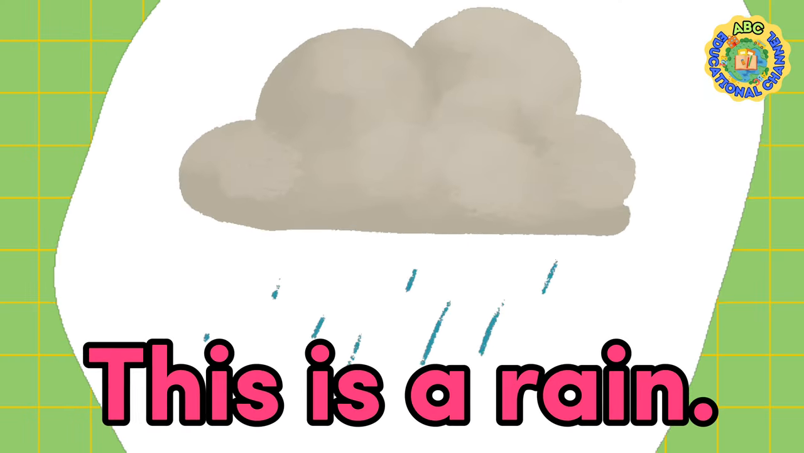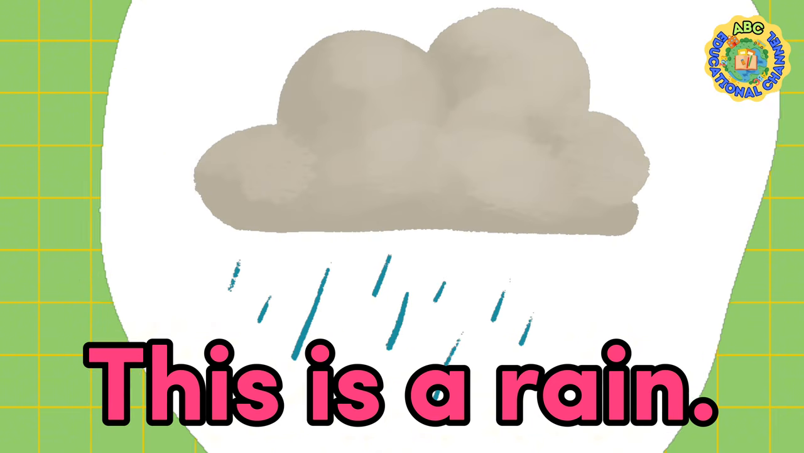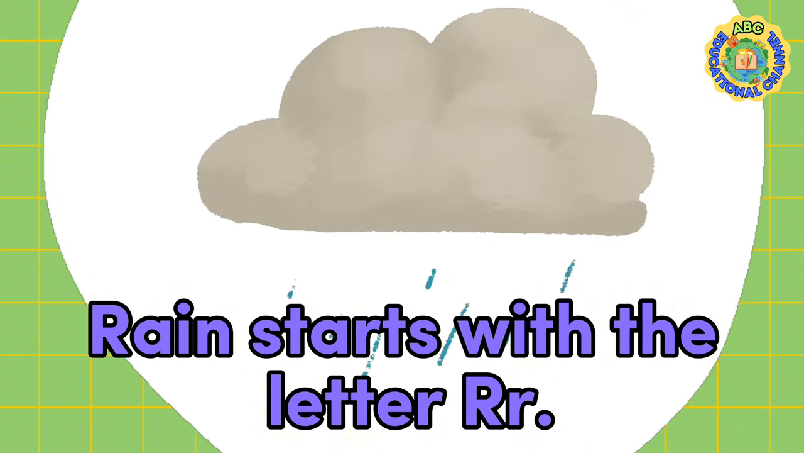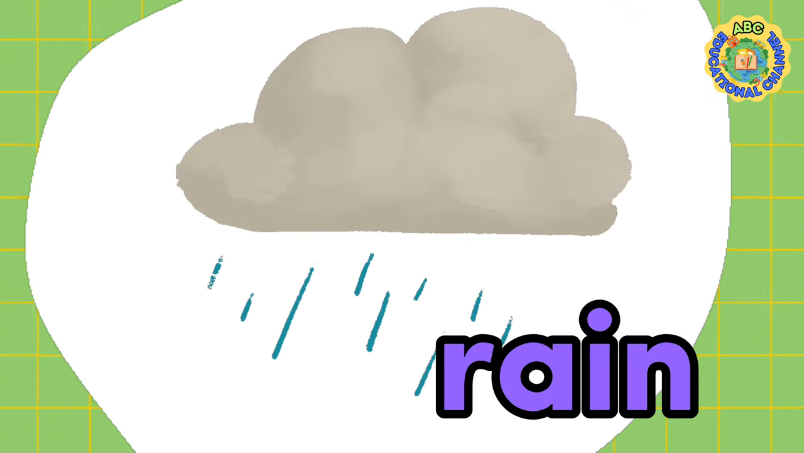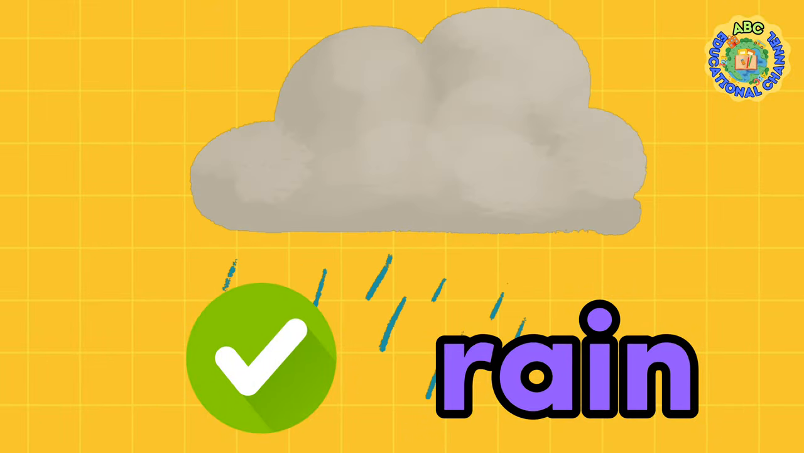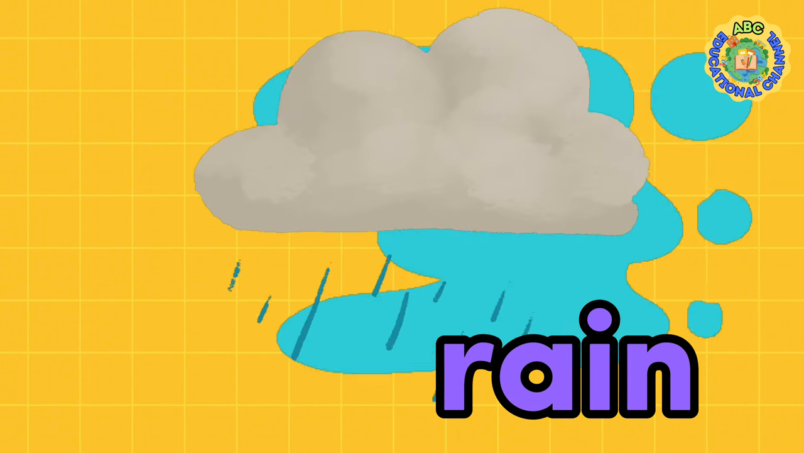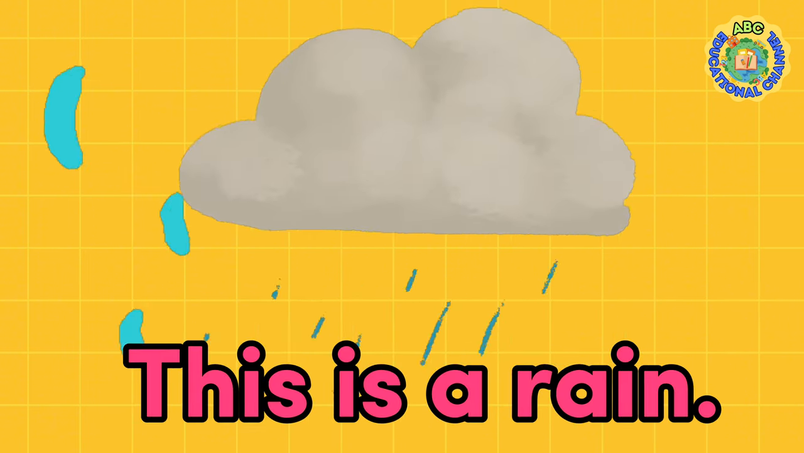This is a rain. Rain starts with the letter R. Rain. Let's say it again. This is a rain.